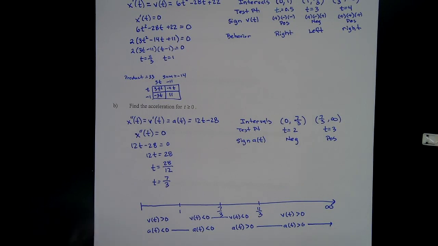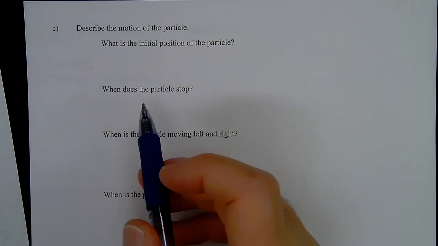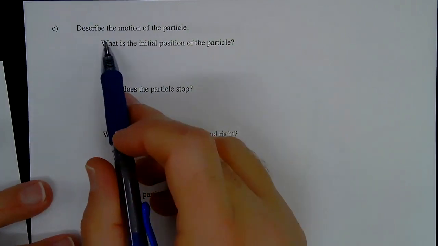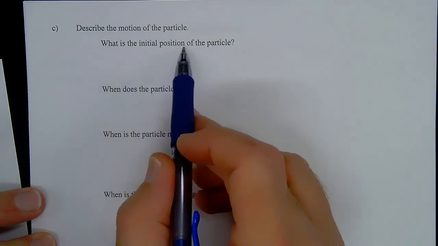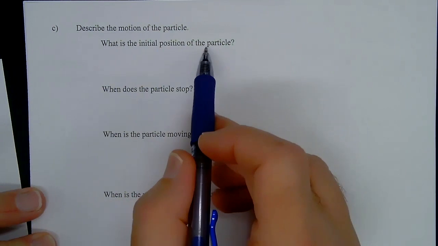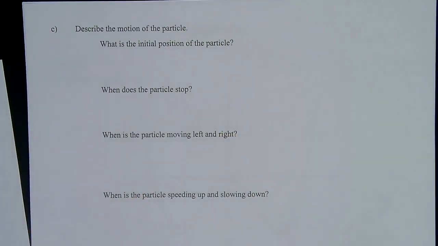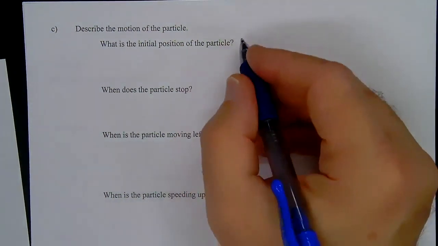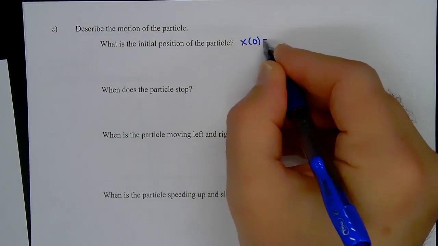All right, so let's use this to answer some questions on the next page. And I'm gonna go back and forth and bring this back. Okay, so the very first question, and this is describe the motion of the particle. What is the initial position of the particle? So the initial position of the particle would be x of 0. So the position at time 0.